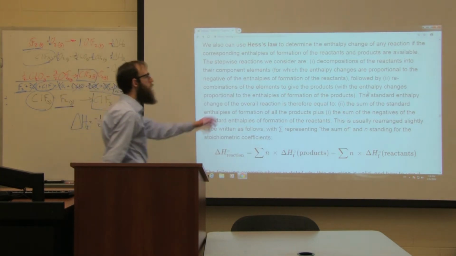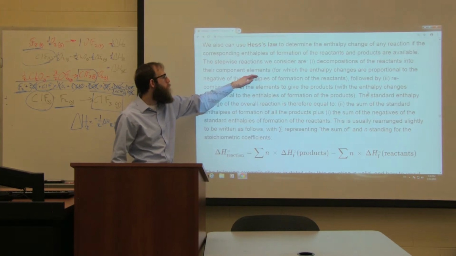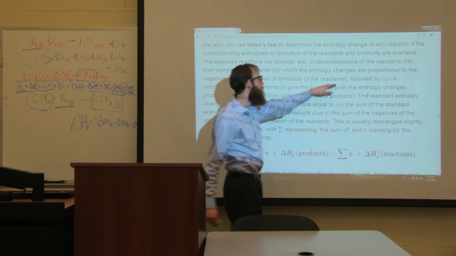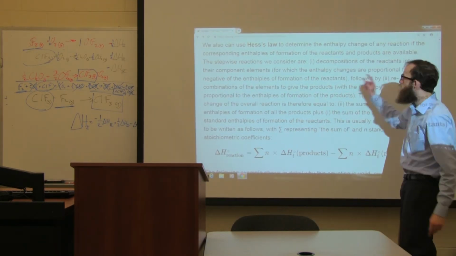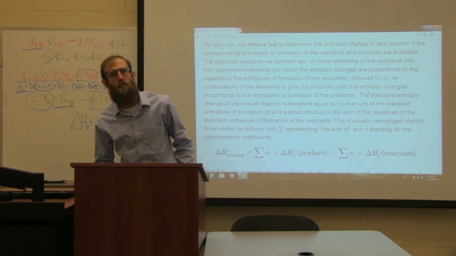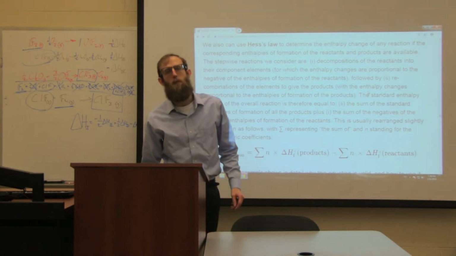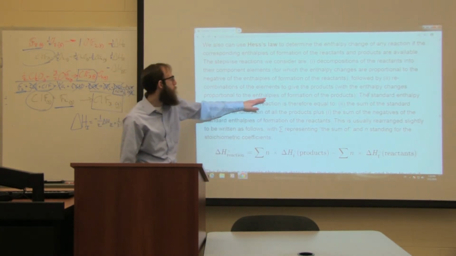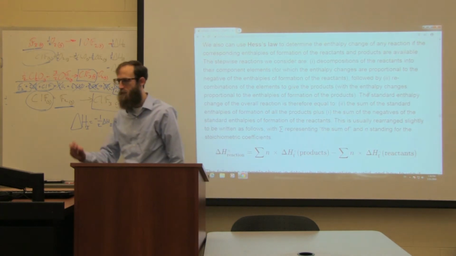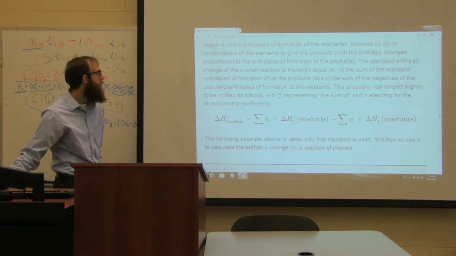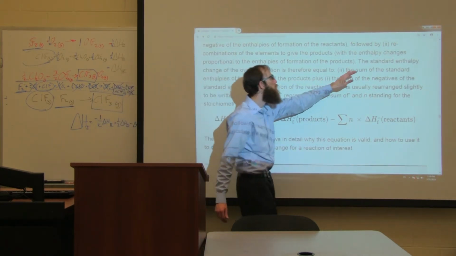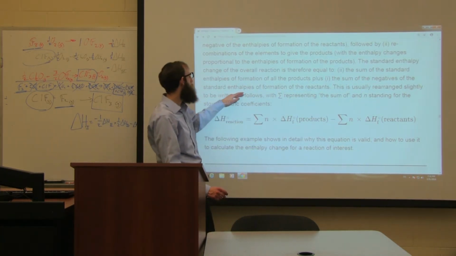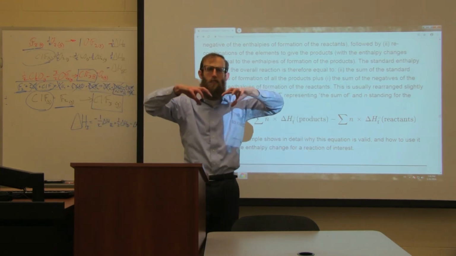Well, what are we talking about? We're talking about the decomposition of the reactants into their component elements, for which the enthalpy changes are proportional to the negative of the enthalpies of formation of the reactants. And then this is followed by recombining those elements. Remember, by conservation of mass, we're just rearranging how these elements are combined with each other. And so recombining those elements to give the products has enthalpy changes proportional to the enthalpies of formation of the products. So, the standard enthalpy change of the overall reaction is going to be equal to the sum of the standard enthalpies of formation of the products plus the sum of the negatives of the standard enthalpies of formation of the reactants.